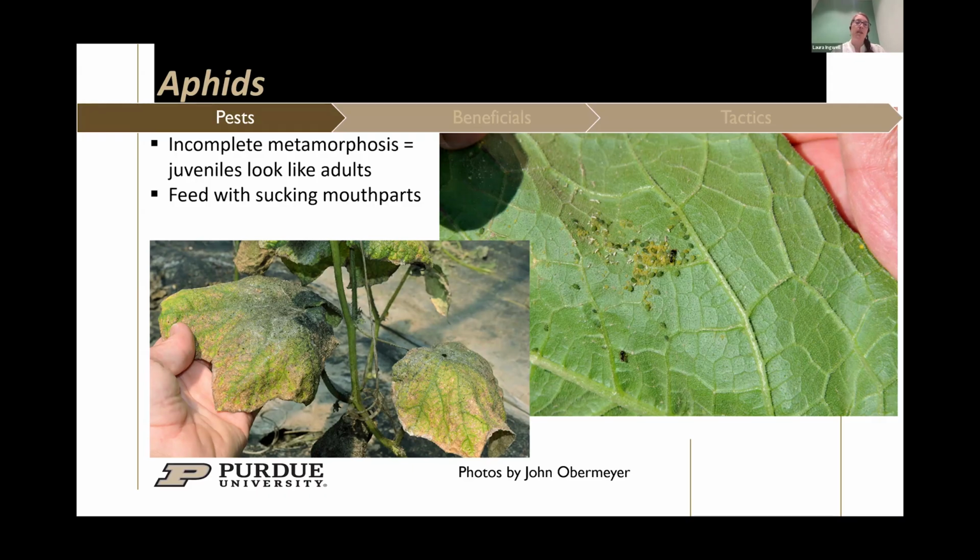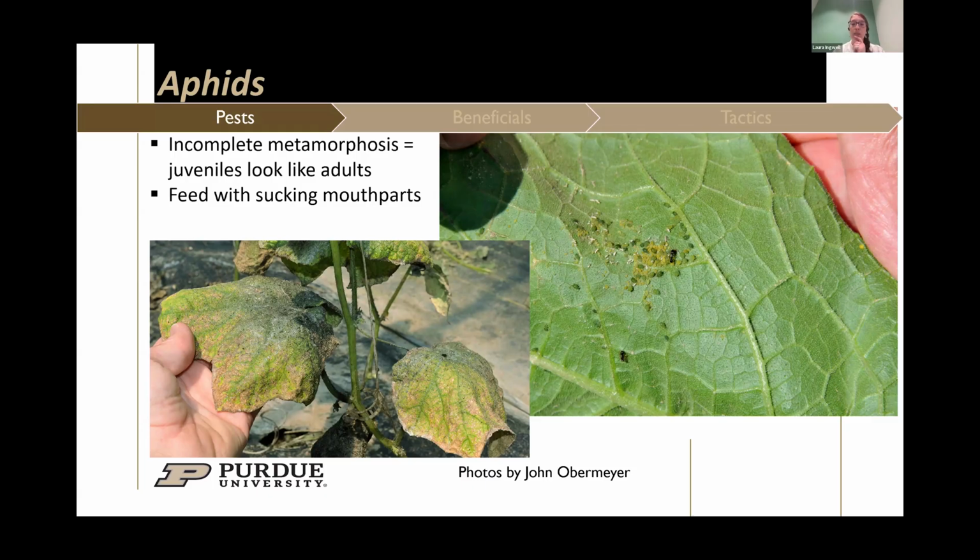And the other thing you need to know is that they feed with piercing, sucking mouth parts. So visible damage on the plant is not what some people would typically associate with herbivore insects because they're not chewing holes in the plant, but rather they're oftentimes on the undersides of the leaves, and they're very sneaky in that they're just sticking this little needle mouth part into the plant and sucking out plant juices.